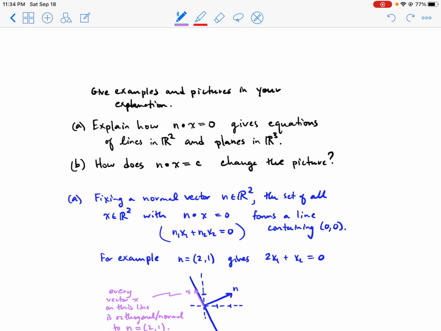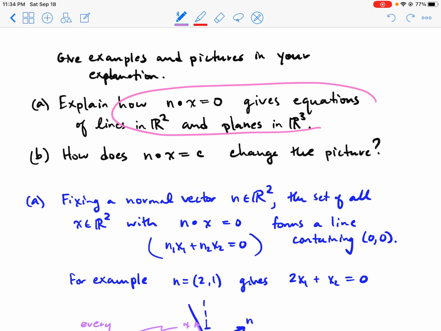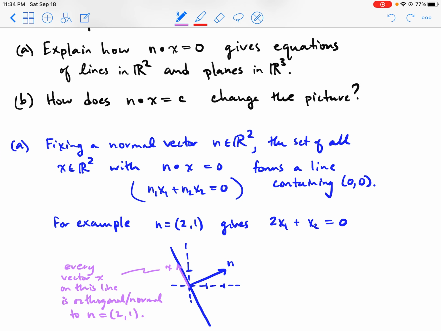Okay, so for part A, explain how n dot x equals 0 gives equations of lines and planes. First, lines. I tell that n is in R2. So just what is n? Well, it's in R2, and it's a normal vector. Fixing a normal vector n, the set of all the points x that satisfy n dot x equals 0, which I show exactly what that means, forms a line containing the origin. That line contains the origin because this right-hand side is 0.